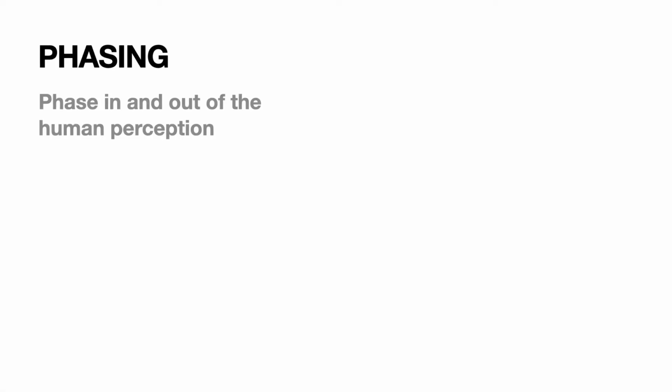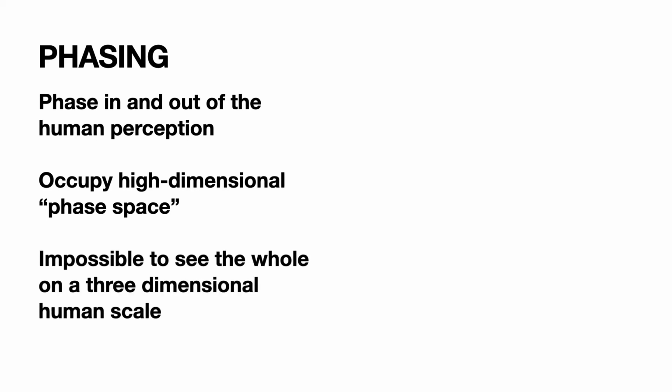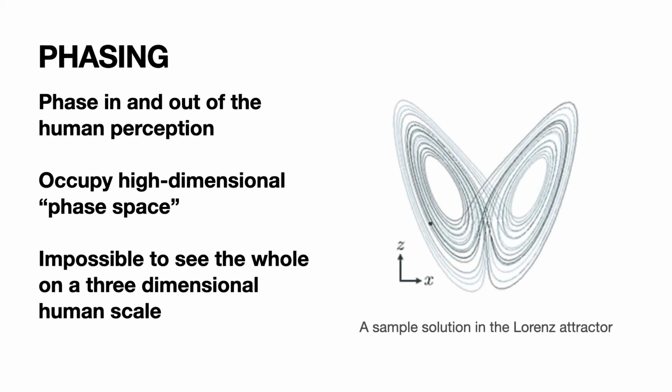Hyperobjects phase in and out of human perception, as they occupy a high-dimensional phase space that makes them impossible to see as a whole on a regular three-dimensional human scale. Morton describes a phase space as the set of all the possible states of a system. This can be visualized in a Lorenz attractor shown here of the sum of weather events in a phase space.